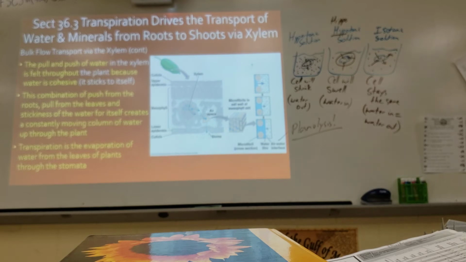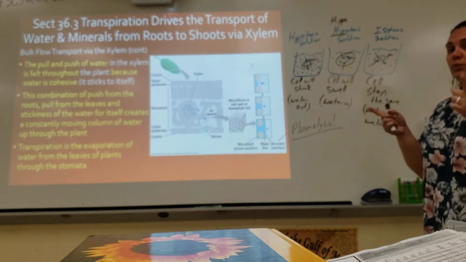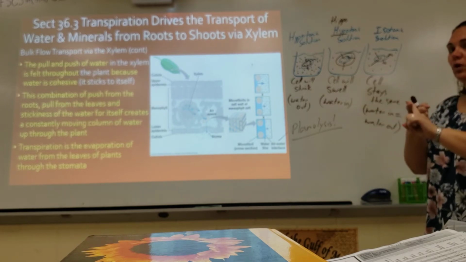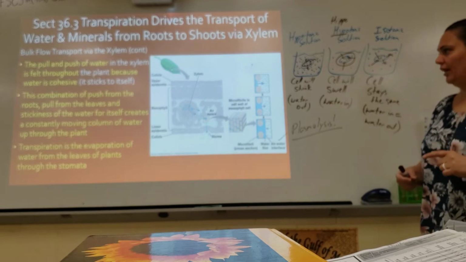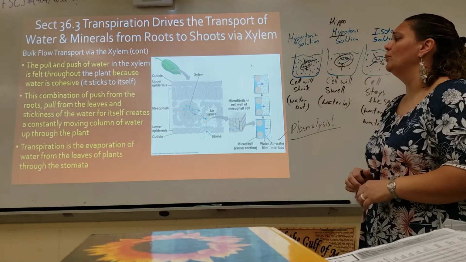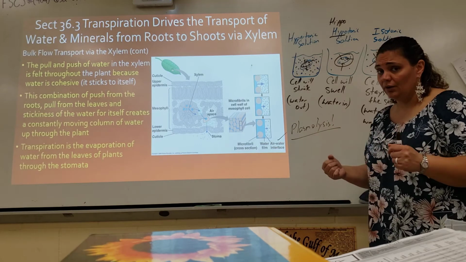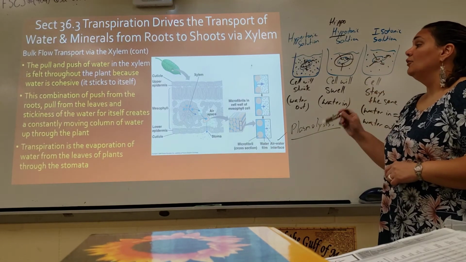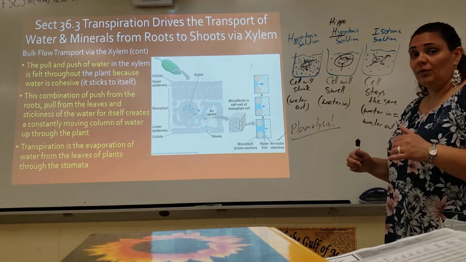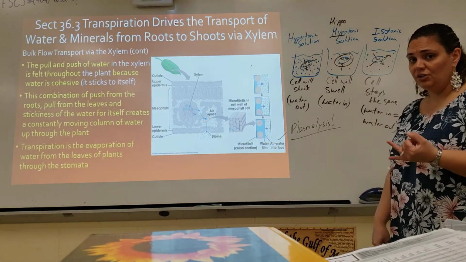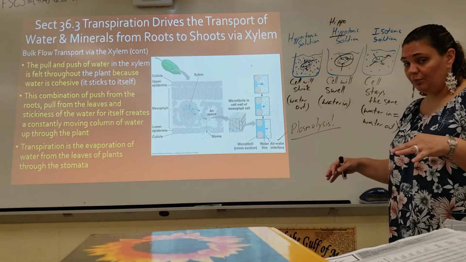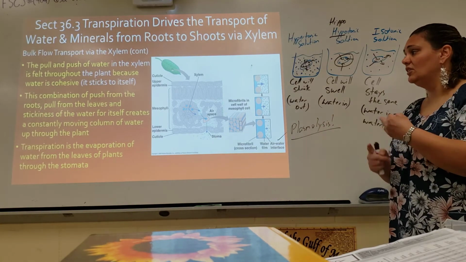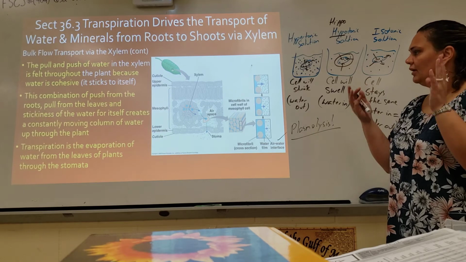The pull and push of water is felt throughout because water is cohesive, right? Couple, co-workers, it's water to water bonding together. Look at that. That's literally going back to our very first foldable, you guys. This combination of push from the roots, pull from the leaves, and stickiness of the water itself creates this constantly moving column of water up through the plant. So cohesion, negative pressure, loss of water, and positive pressure from the water getting shoved into the roots, all of it together, is what allows the plant to drink.